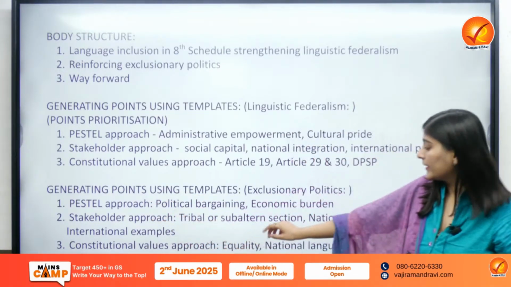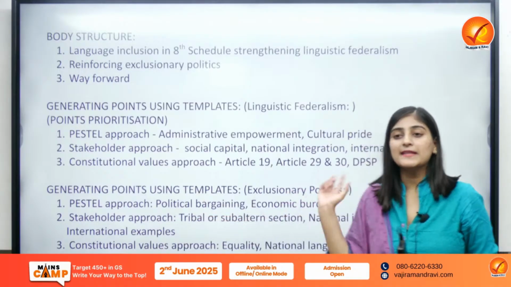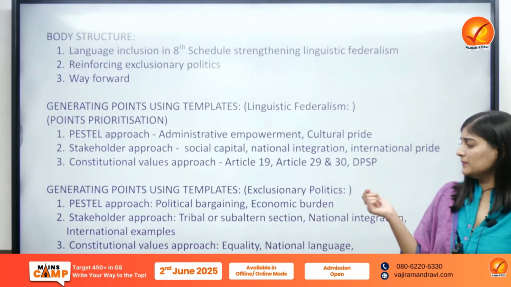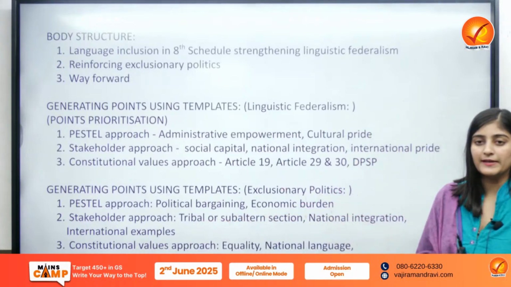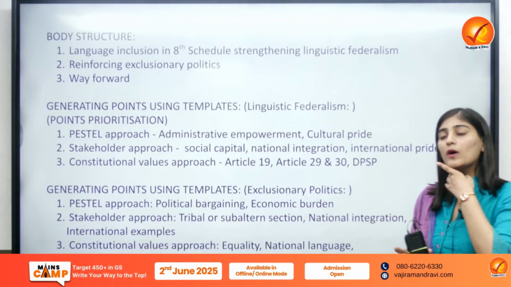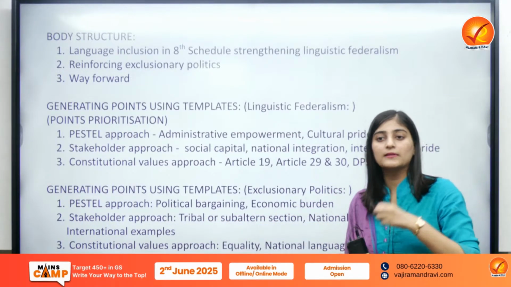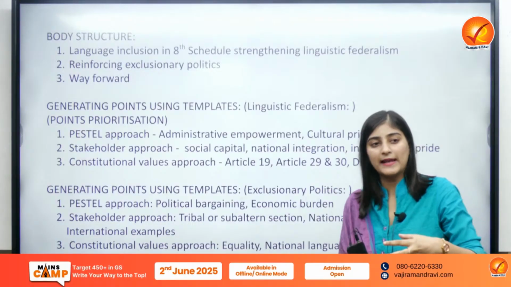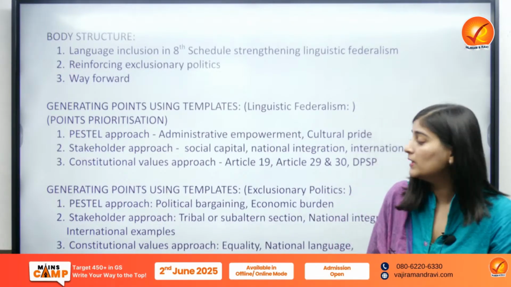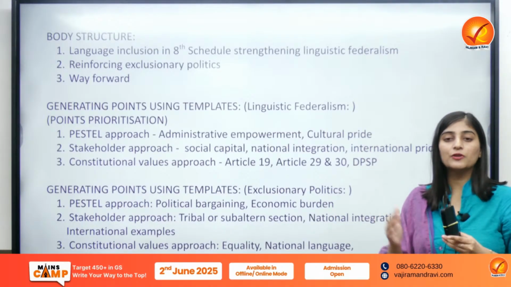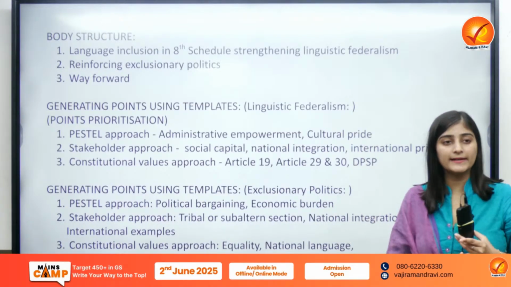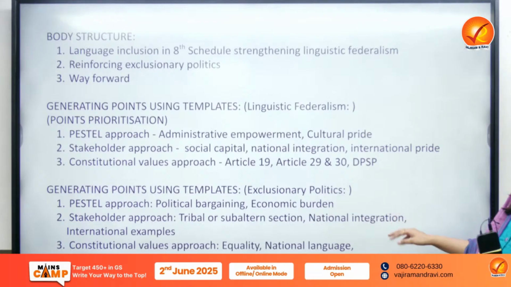Stakeholder approach. Again, you can think about different sections of the society. At the individual level, not much scope to devolve. Subaltern or tribal sections of the society, the tribals who are not much aware of this language politics, that they can get their languages included in the 8th Schedule, are left behind. So there is a situation of inequality created. Article 14 gets compromised. You can use Article 14 again here also.